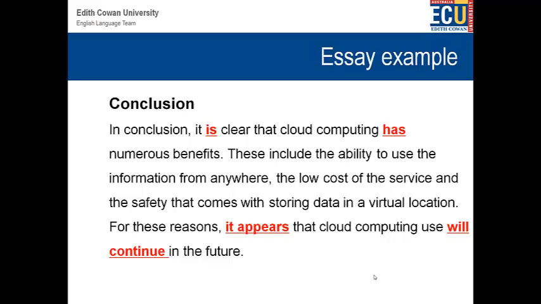What about our conclusions? Well, in a conclusion, you might find sentences such as this: In conclusion, it is clear that cloud computing has numerous benefits. So there we go, is plus adjective. So has, well, it's not present perfect because it hasn't got a past participle afterwards. It says has numerous, so that's just a regular present simple. It appears, present simple, and then we're using the future with will there as well.